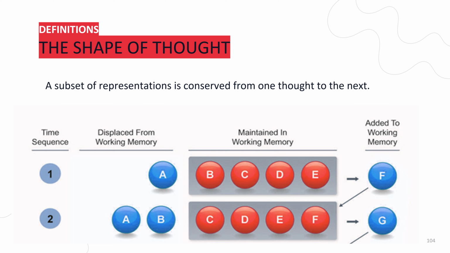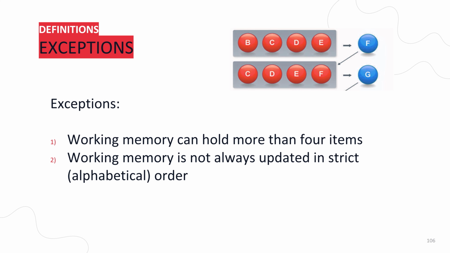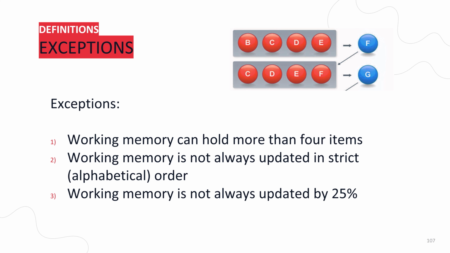So we have a system where a subset of representations is conserved from one thought to the next. This pattern of change enables continuity by allowing the context to shift incrementally, and I believe that this contextual shift is a central hallmark of the thought process. So some exceptions to our main figures so far have included working memory can hold more than 4 items, working memory is not always updated in strict alphabetical order, and now working memory is not always updated by 25%.